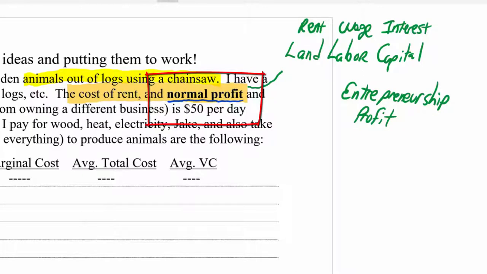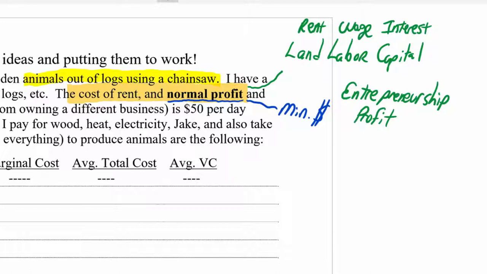Normal profit is the amount that we have to pay the entrepreneur. Think about it as the wages of the entrepreneur. So this is the minimum amount of money that you have to pay the entrepreneur in order to keep them interested in keeping this business going. So let me say that again. Normal profit is the minimum amount that the entrepreneur needs to be able to pay him or herself. Otherwise, they're not interested in keeping this business going.